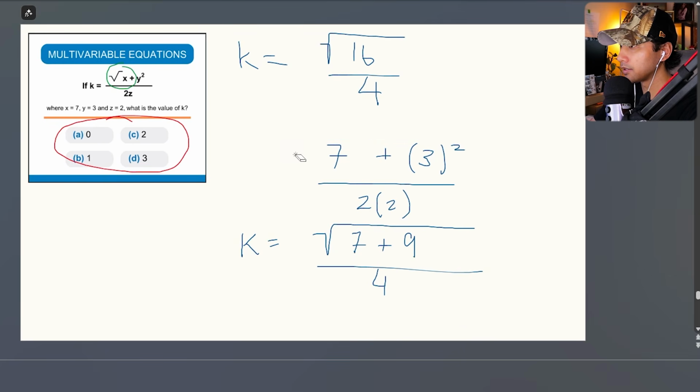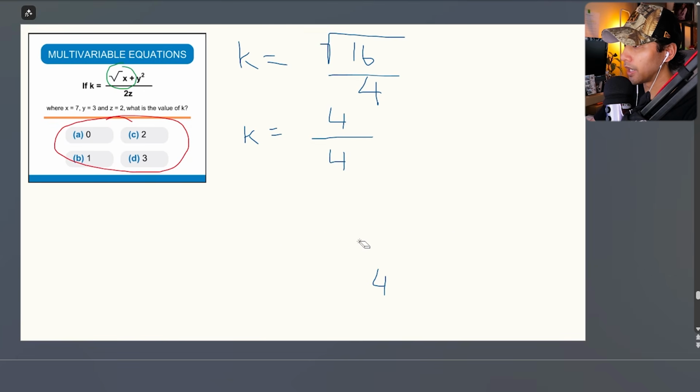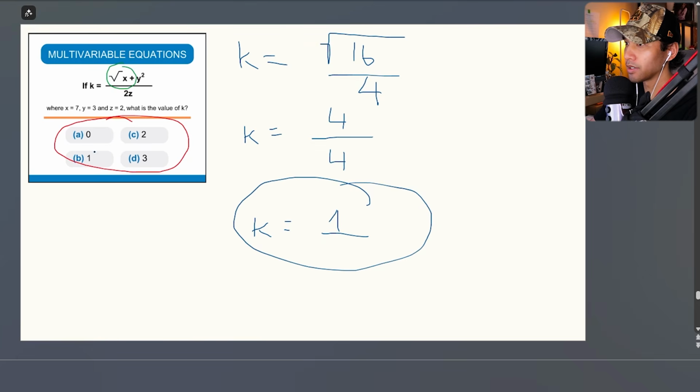And then we have k equals, and I hope you were working out this problem faster than I was writing it down, but what is the square root of 16? That's an easy one. 4 over 4. What does that equal? Anything divided by itself, k equals 1. And that is answer choice B.